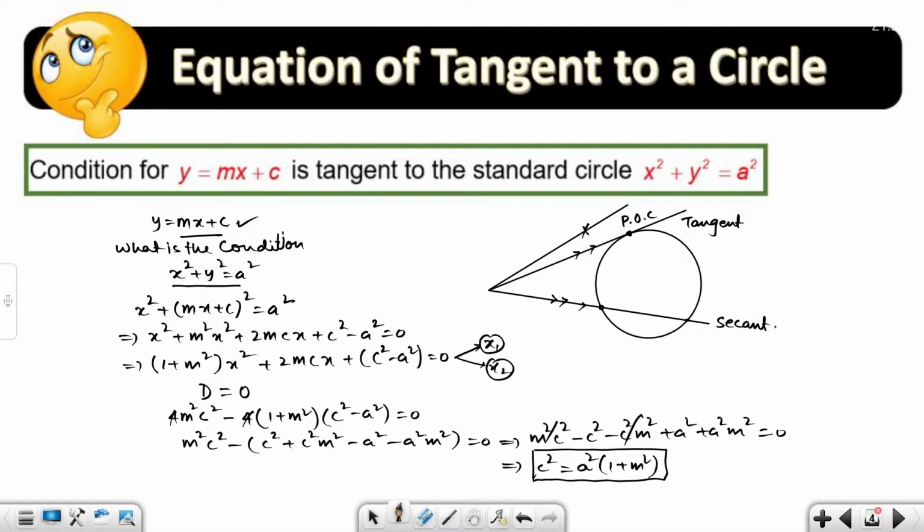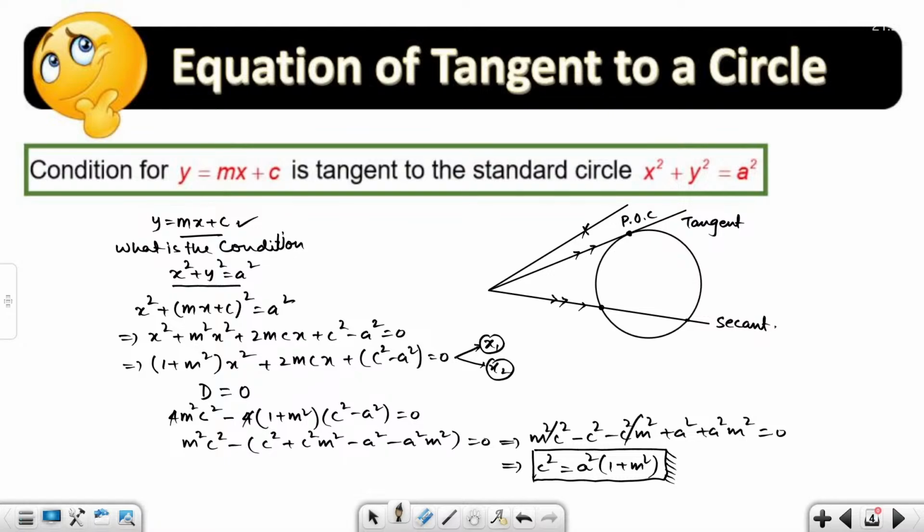That is because in the beginning of this question, I told you that I want to find out the condition for which the line y equals to mx plus c is a tangent to this circle. And we all know that to find out the condition, we need to find out a relation between the constants. Here the constants are m, c and a. So we got a relation which is nothing but c square equals to a square into 1 plus m square.